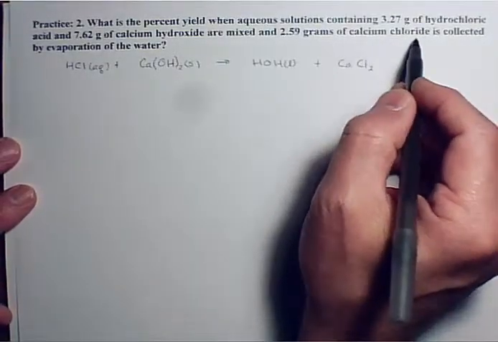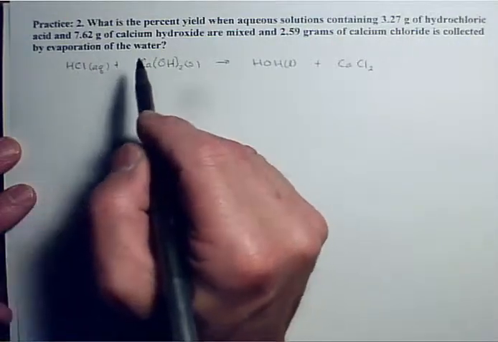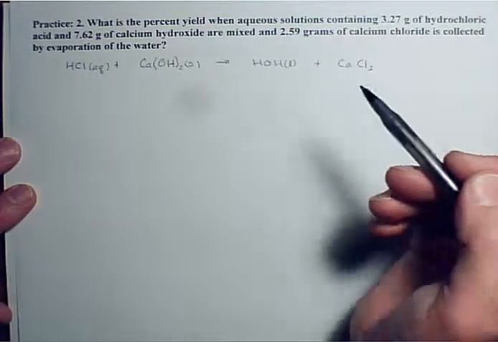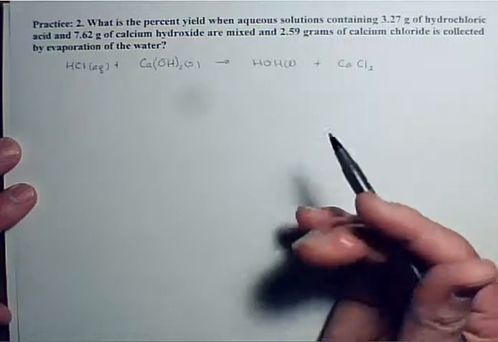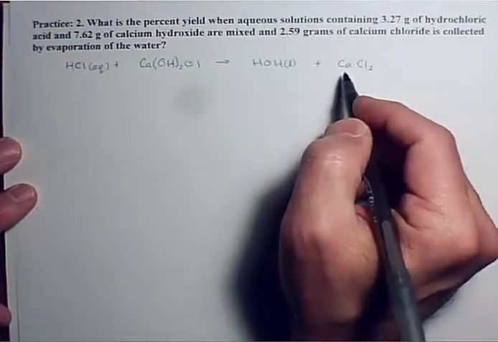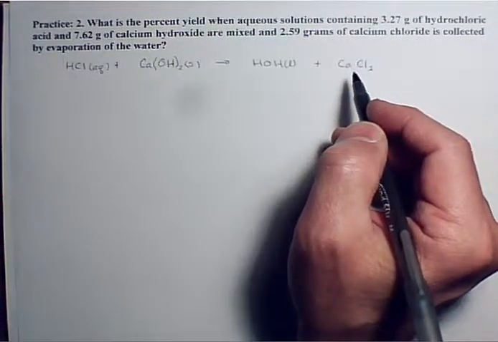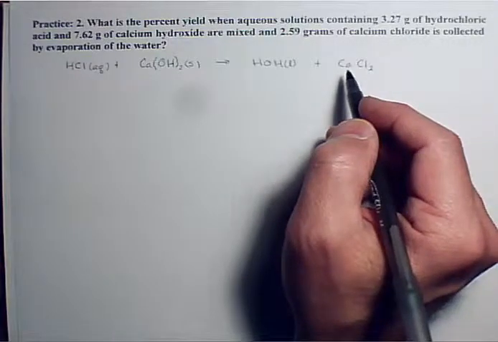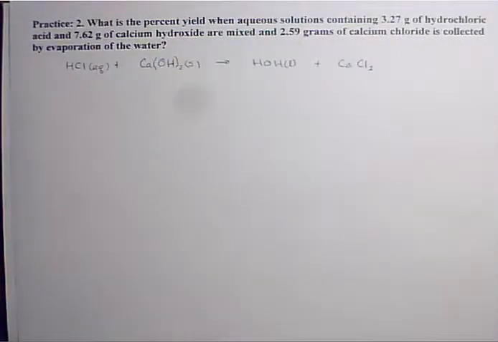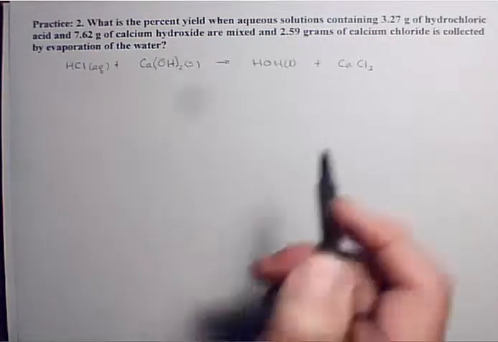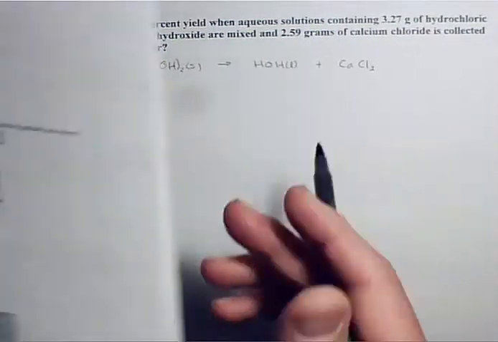It kind of tells you that. It says it's collected by evaporation of water, so it has to be dissolved in water, that the water evaporated to give you this compound. So that alone would tell you it's aqueous. But you can also look at the solubility rules and see that chlorides are almost always soluble, and therefore if there's water around, as there is, then it's going to be aqueous.